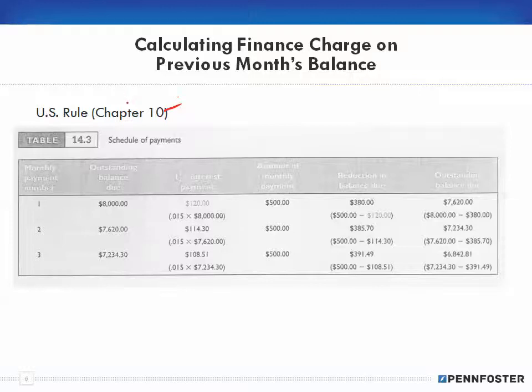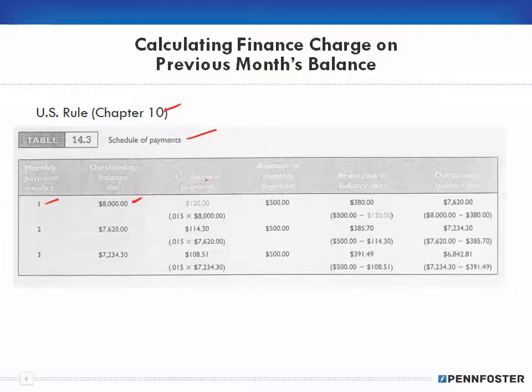So Table 14.3 is a schedule of payments, and you can look at this in the textbook and follow along. I realize that's a little bit sketchy here, but I'm just going to work through this particular example so that you can see how we work through it. In this column here is the monthly payment number. So this is monthly payment number 1. And at the beginning of the month, the outstanding balance due is $8,000.